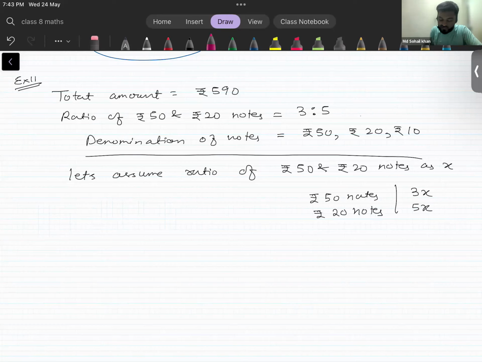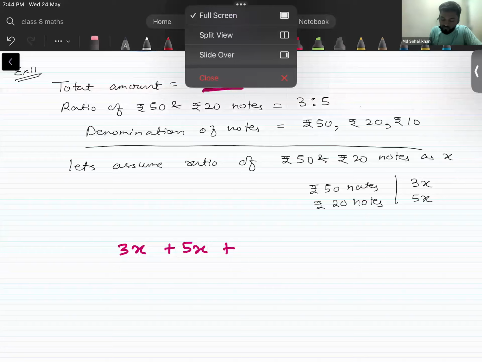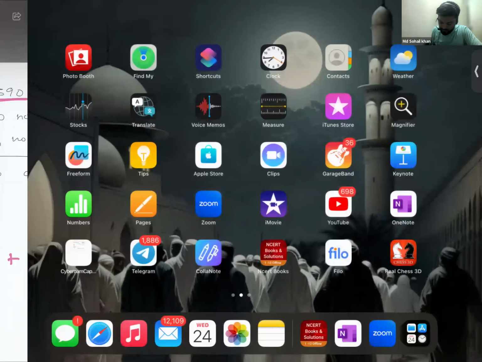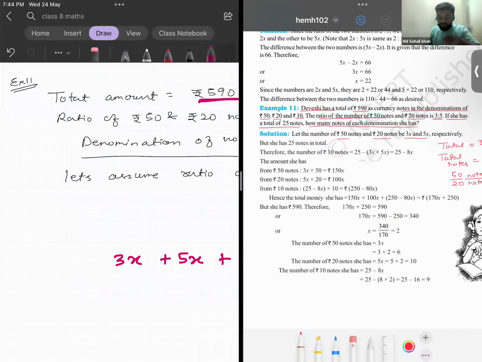Now see, the question says that the total amount given here is rupees 590. So can we say that 3x plus 5x, and plus, you see, there is one more denomination of note given in the question. Here, rupees 10 notes are given also.